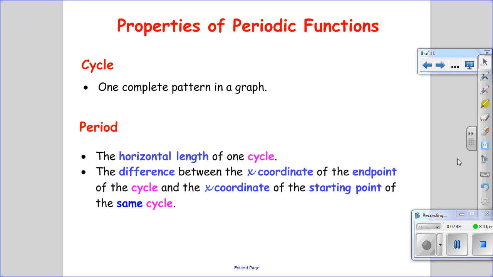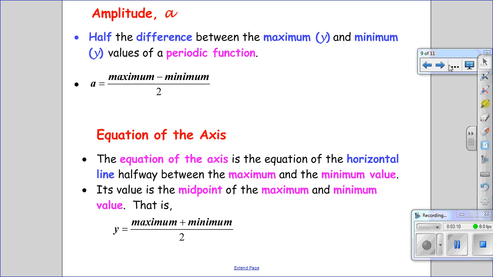Periodic functions have very specific features. They all have a cycle, which is indicated as one complete pattern in the graph. They all have a period, which is represented by the horizontal length of one cycle. If you subtract the x coordinate where the cycle begins from the x coordinate where it ends, you'll figure out the period. They all have an amplitude, which is half the distance between the maximum and minimum, or half the difference, sorry. And the equation of the axis is really the midpoint of the maximum and minimum, a horizontal line that represents the midpoint.